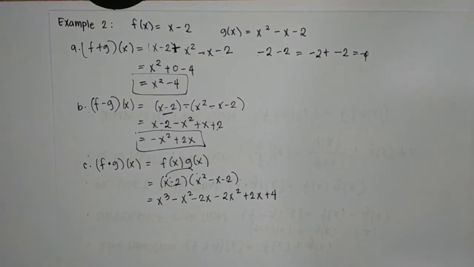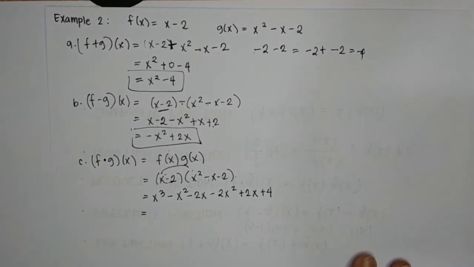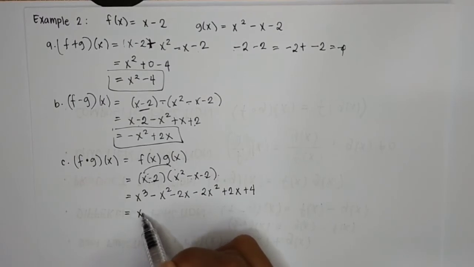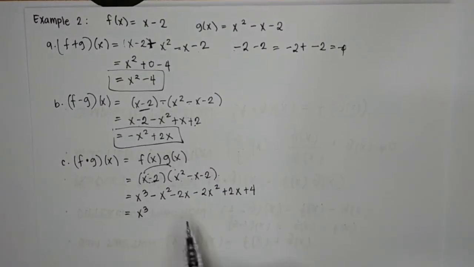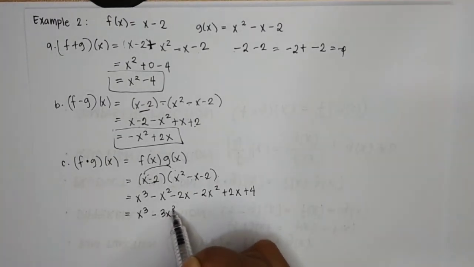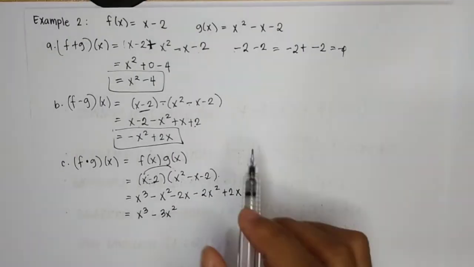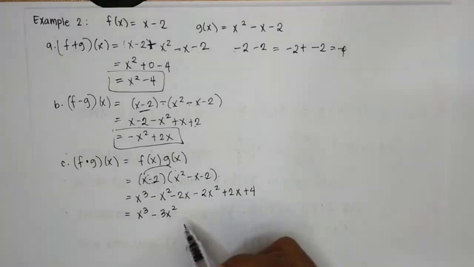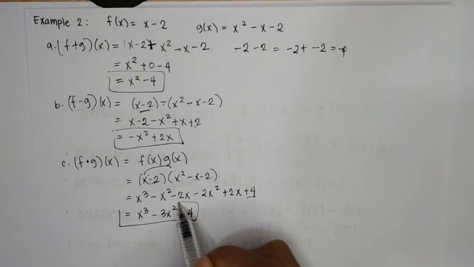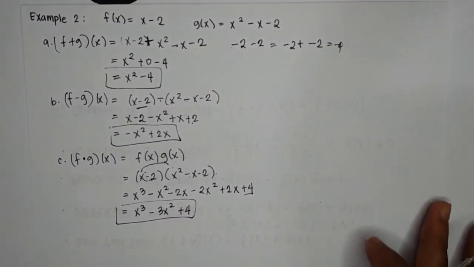Okay? Naka-follow? So again, let's write this one in descending order from highest exponent to lowest. So we have here, nakasulat na tayo x cubed. Okay, then combine like terms. Negative x squared minus 2x squared, this is negative 3x squared. Then we have negative 2x plus 2x. That is 0. Mawala na yan. Then copy natin yung constant na plus 4. So that will be our product of our function.